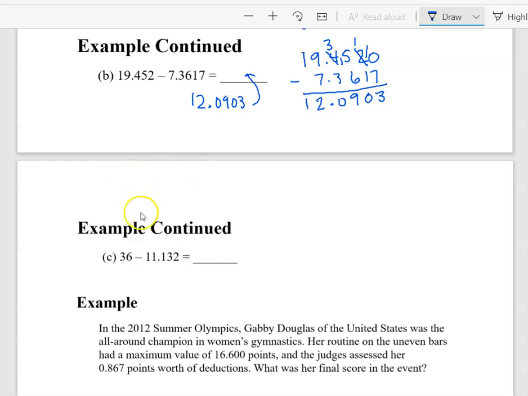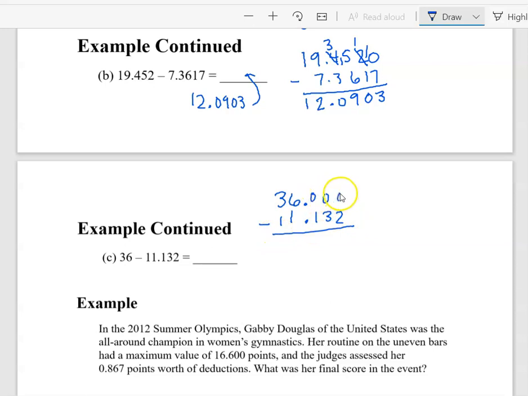Moving on to our last couple of examples. If I want to do 36, remember our decimal would be here, minus 11.132. Probably going to want to put zeros here to hold these places. And we know we can't do 0 minus 2. So we're going to have to go all the way over to the 6 and make this a 5. And remember, this would make this be a 10. We would borrow from it, make it a 9. That would make this be a 10. We would borrow from it, make it a 9, and make this last one a 10.